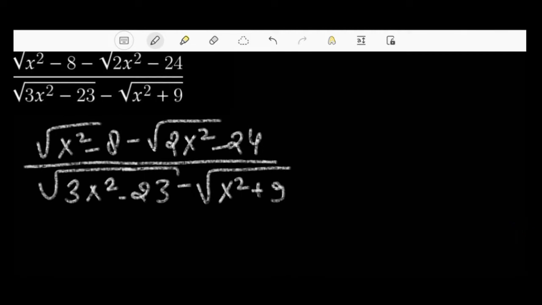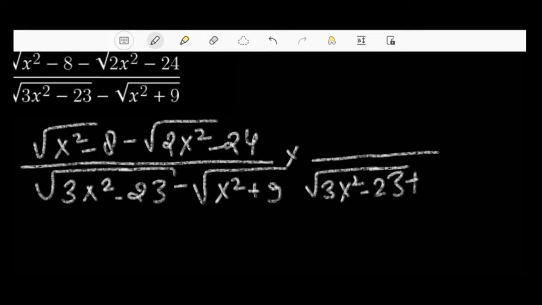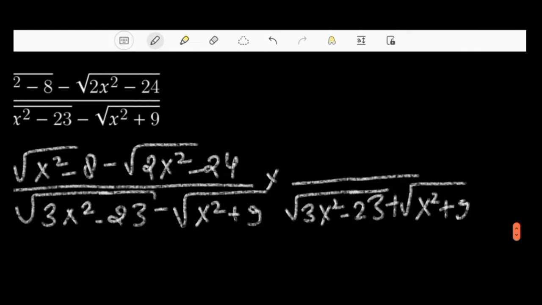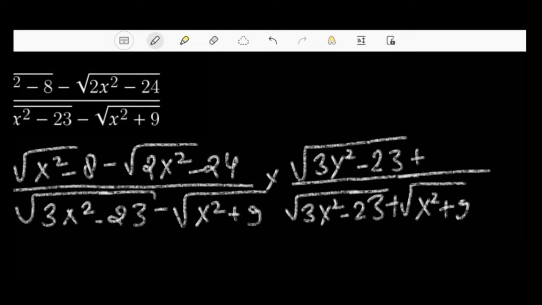So for that I'm going to multiply this by square root of 3x square minus 23 plus square root of x square plus 9, and the same quantity in our numerator, square root of 3x square minus 23 plus square root of x square plus 9.